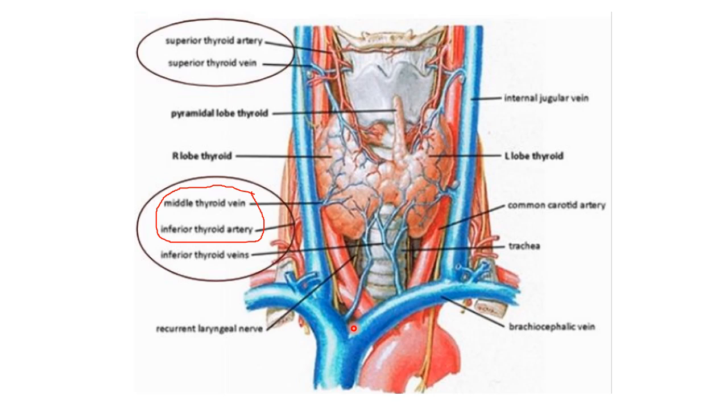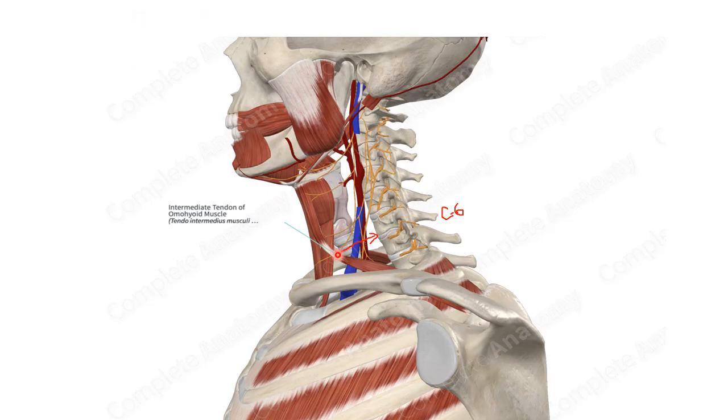Next, this picture shows the thyroid gland and the structures. The blood supply of the thyroid gland is also shown here. So you can see the middle thyroid vein and the inferior thyroid artery. The middle thyroid vein is draining into the internal jugular vein, and the inferior thyroid artery is entering into the thyroid gland. So this is also happening at the level of C6.